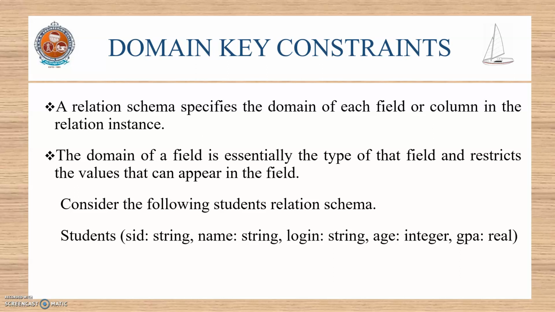Domain constraints. A relation schema specifies the domain of each field or column in the relation instance. These domain constraints in the schema specify that the values that appear in a column must be drawn from the domain associated with that column. The domain of a field is essentially the type of that field and restricts the values that can appear in the field.